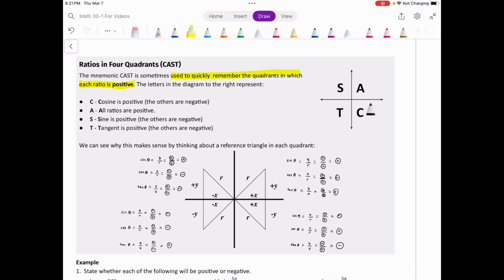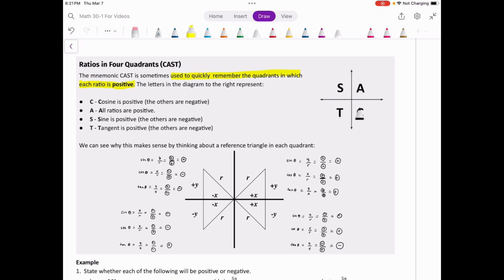So what it means, it's a little weird because it starts in quadrant 4, but otherwise it would be ASTC, which doesn't roll off the tongue as nicely. Although some people do say add sugar to coffee. If you like that one, by all means, feel free to use that. The nice thing about add sugar to coffee is that it goes quadrant 1, quadrant 2, quadrant 3, quadrant 4. But if that's not a big deal to you, I think most people probably say CAST.